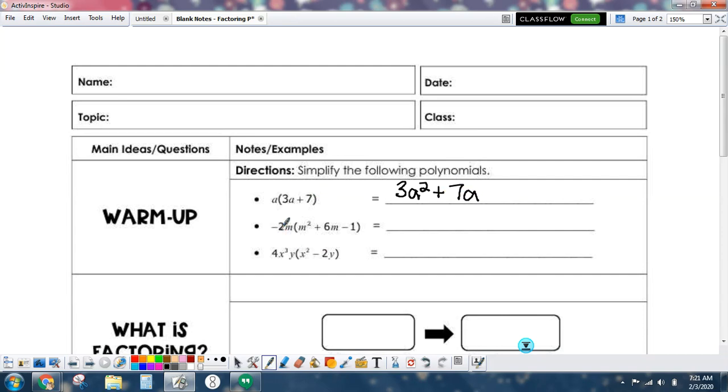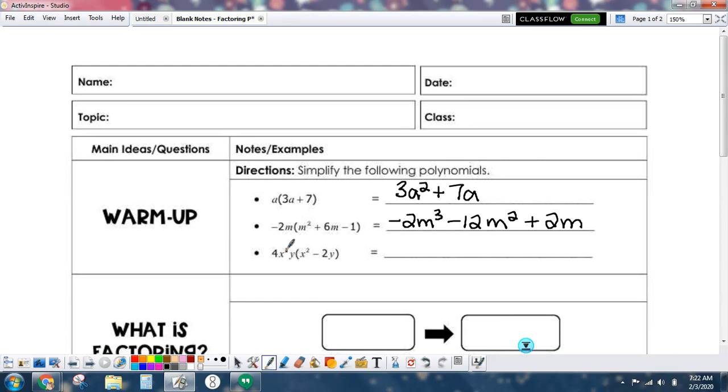Right, so same idea for the second one. You're doing negative 2m times m squared. And remember, when you're multiplying your variables here, the exponents are added. So this is 1 plus 2. So I should have negative 2, and then m to the third, because 1 plus 2 is 3. And then negative 2m times 6m. Well, negative 2 times 6, that's a negative 12. And then m times m is m squared. And then negative 2m times a negative 1, which means that would be a positive 2m.